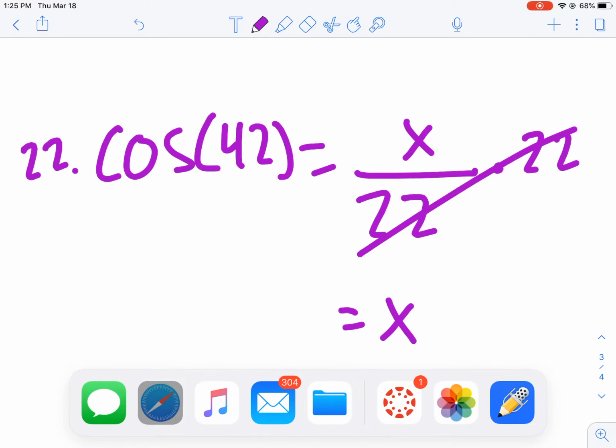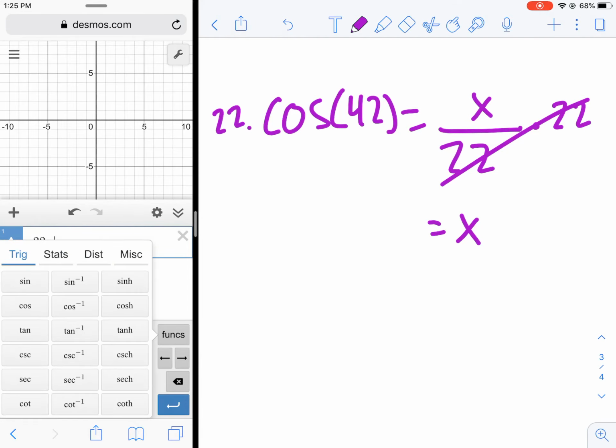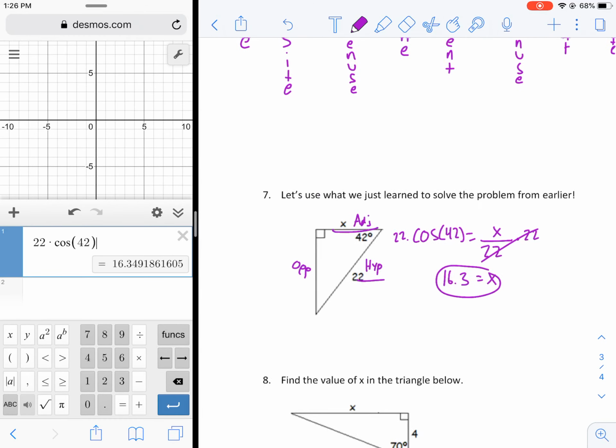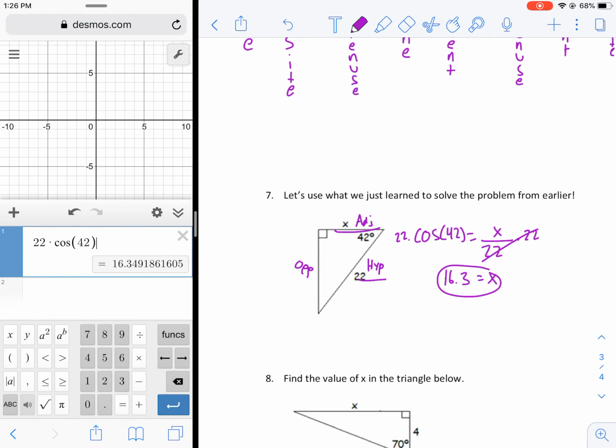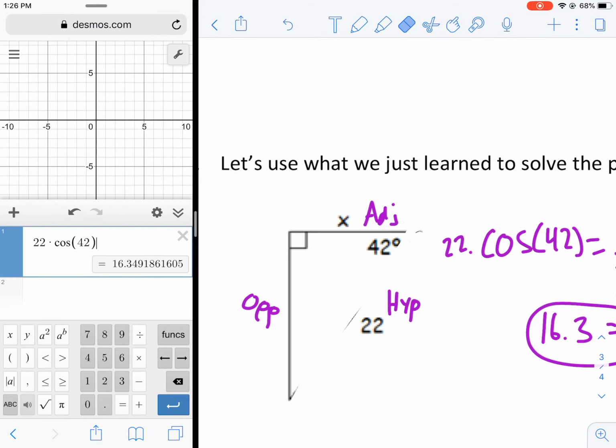I'm gonna pull up Desmos, that way you guys can see me type it in. So we've got 22 times cosine of 42, and that gives us an answer of 16.3. So x, that side length, is gonna be 16.3, and that does make sense, right? Because our hypotenuse is 22, so 16.3 is a little bit less.